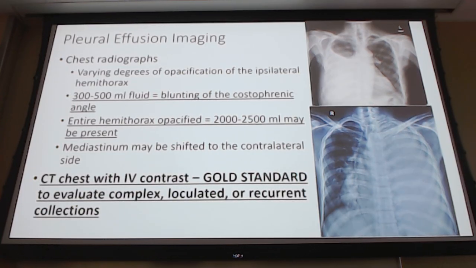Again, chest CT with IV contrast is the gold standard. We want to really be able to evaluate that fluid within the chest. We may see septations. We may see that it's blood. We may see a whole bunch of different stuff on the image within the CT, and it helps us differentiate what it is.